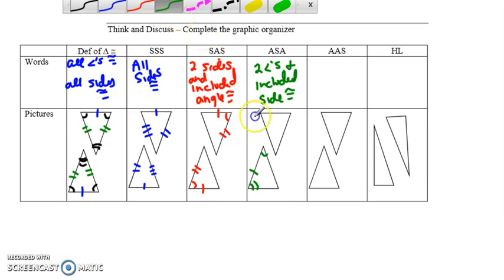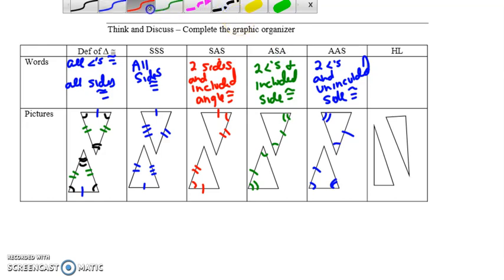And then, mark it on this one. And then we have our angle, angle, side. So two angles and unincluded side are congruent. So that would be two angles and then a side, not between. And then that would look like this.